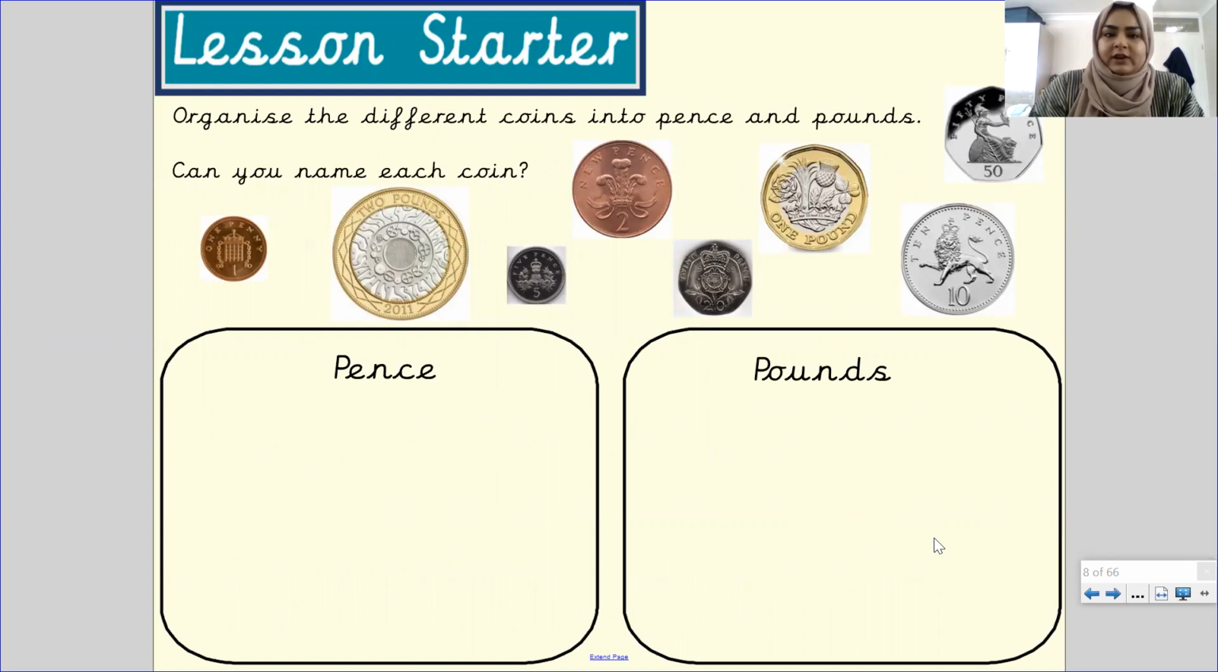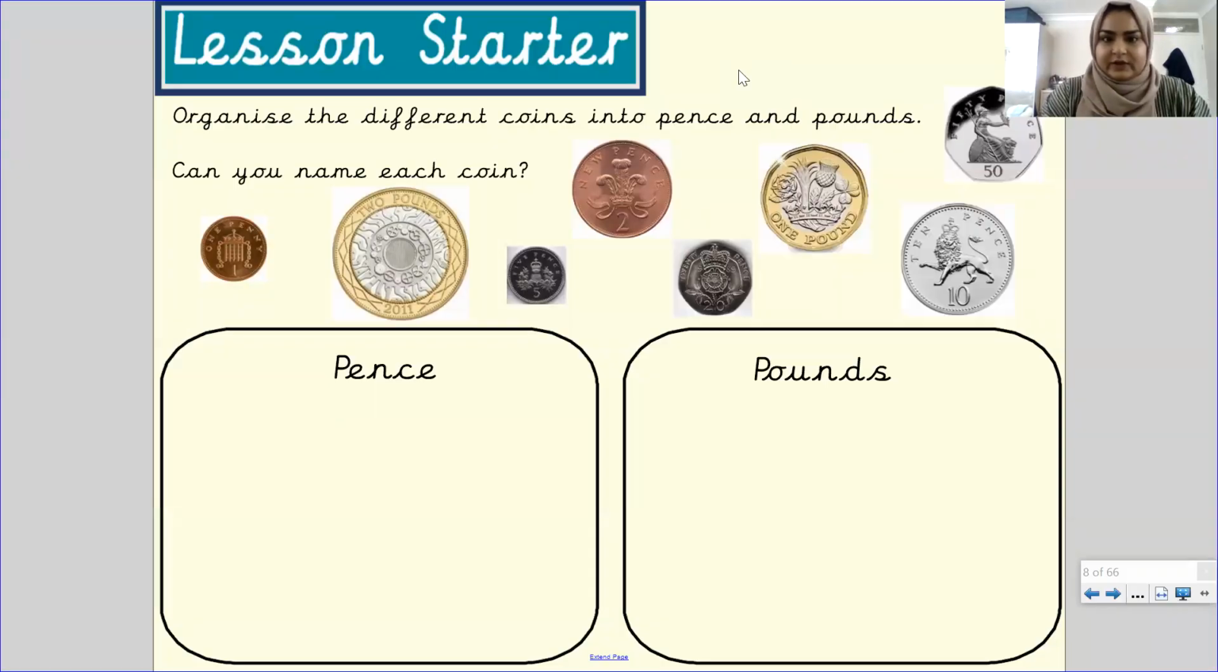Now, organize the different coins into pence and pounds. Can you name each coin? So what I would like you to do is, on your mini whiteboards, can you please write pence? Split your mini whiteboard in two, write pence and pounds on one side, and then can you draw and write down the name of the coin and which box it goes into. If you just pause the screen now and do this activity for me. Thank you.